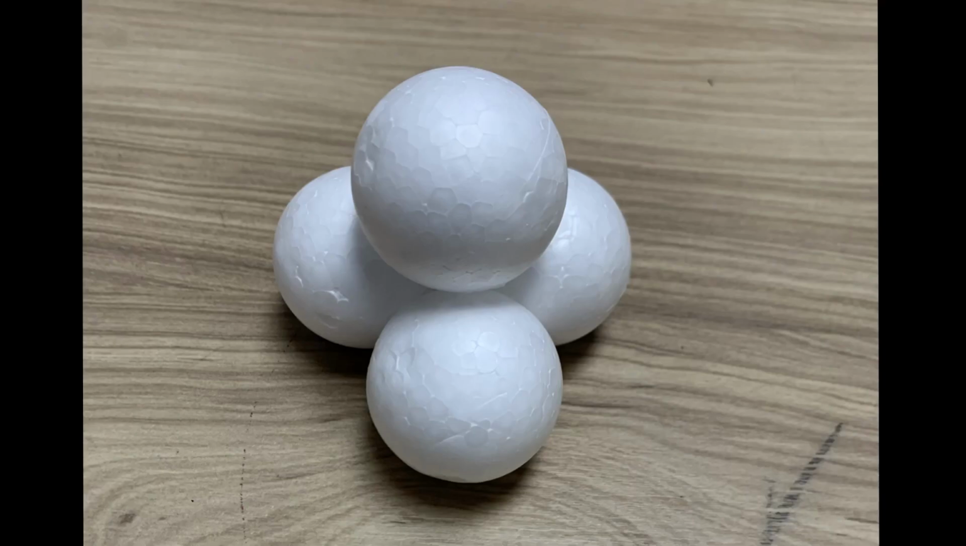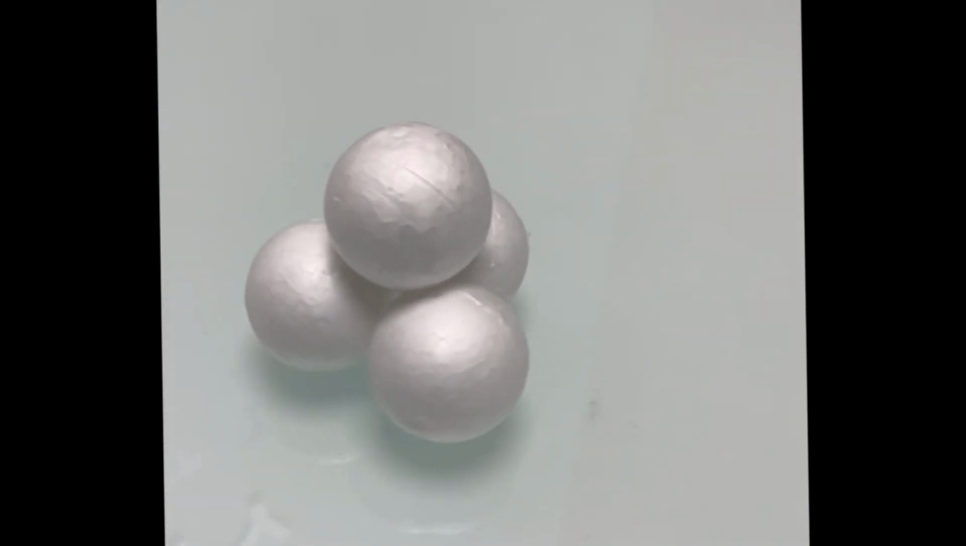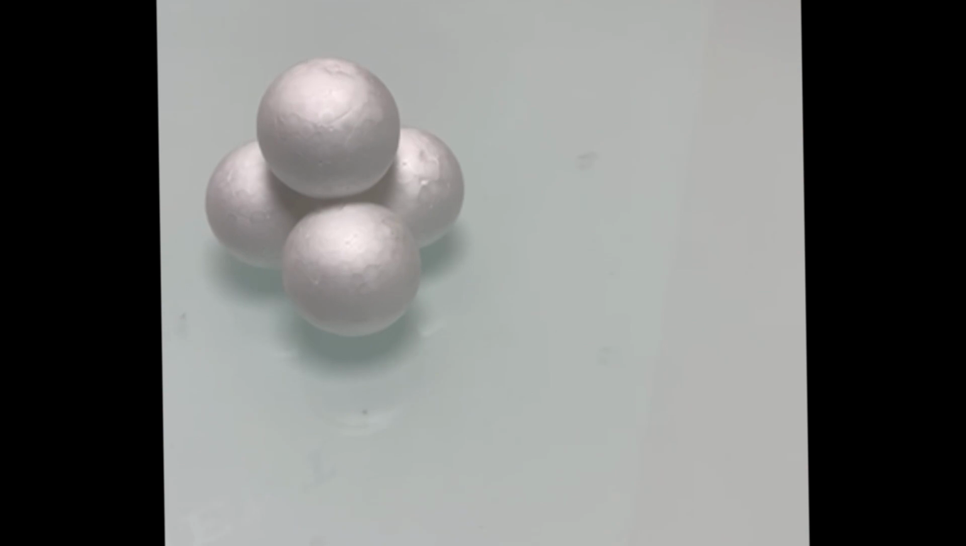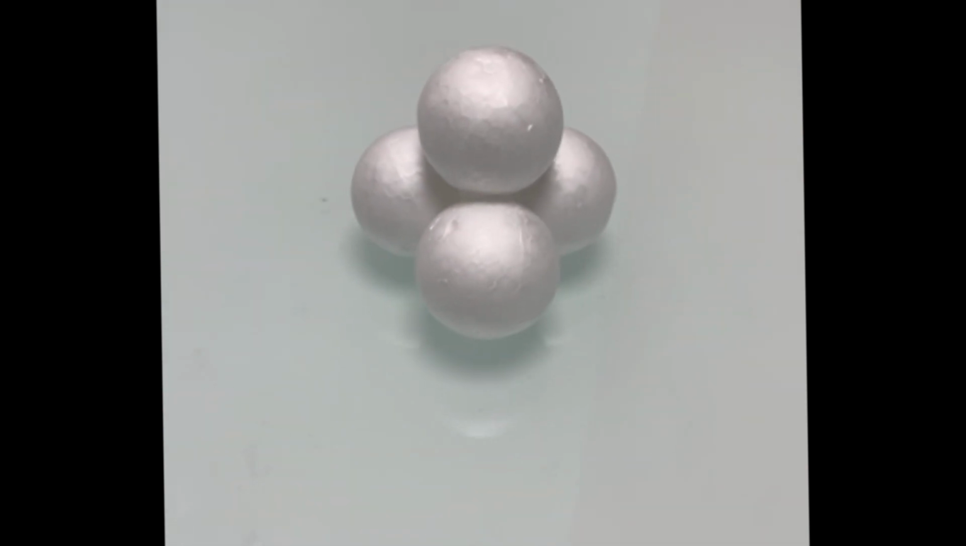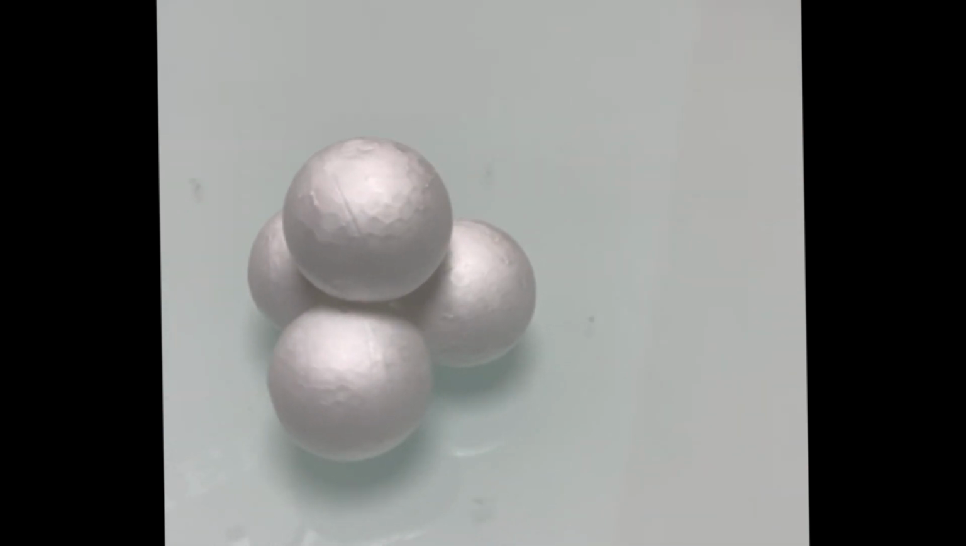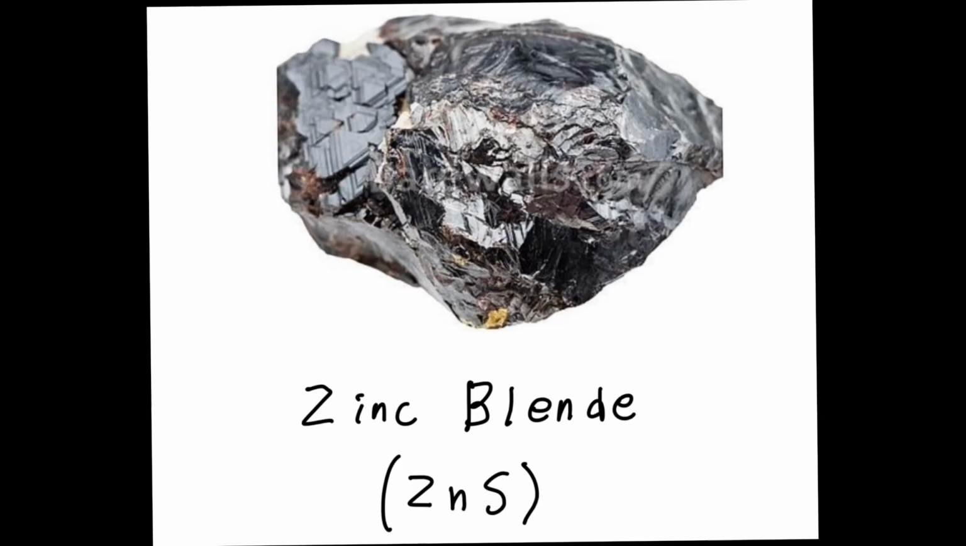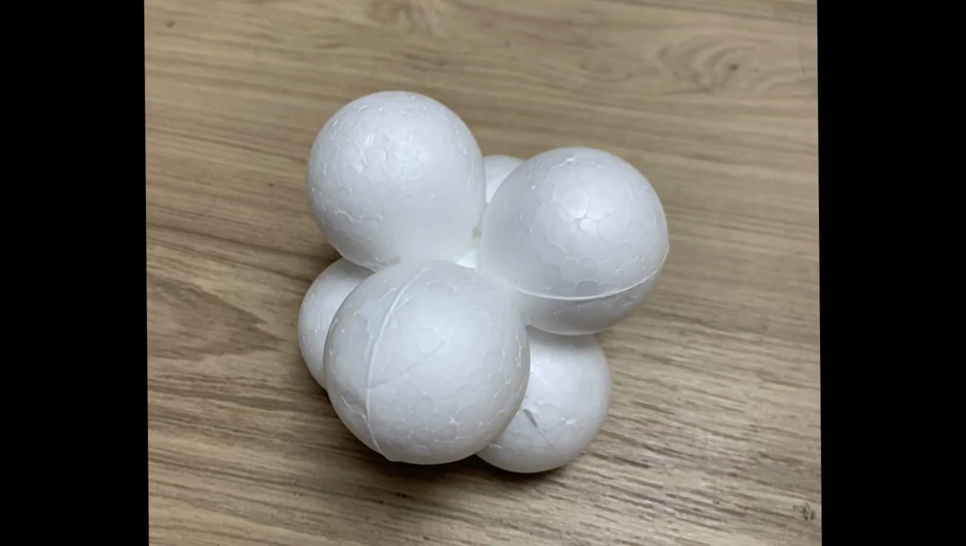The next structure we built was the tetrahedral structure. This structure is similar to a triangular pyramid, and the ratio in this structure of the cation to the anion is 0.225 to 0.414. The coordination number of the tetrahedral is 4, and an example of the tetrahedral structure would be zinc blende.